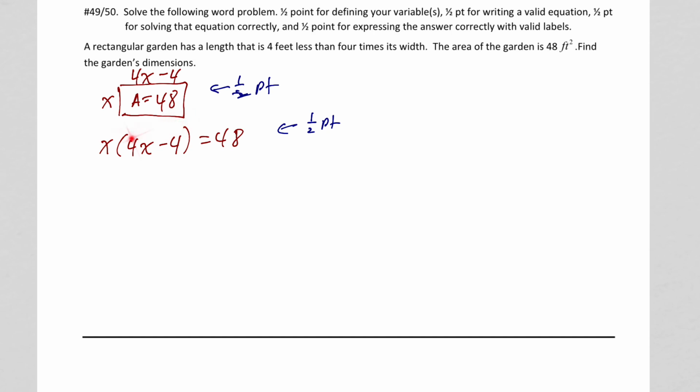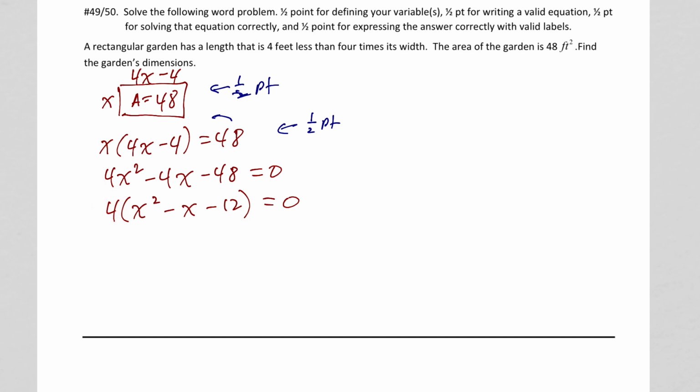I'm going to distribute this, and we'll get 4x squared minus 4x. I'm going to bring this over all in one step because this is a quadratic. So I'll bring this over, and we'll have minus 48, and now it's equal to 0. The first step in any factoring problem is to factor out the GCF. So I'm going to take out the 4. So I have 4 times x squared minus x minus 12.